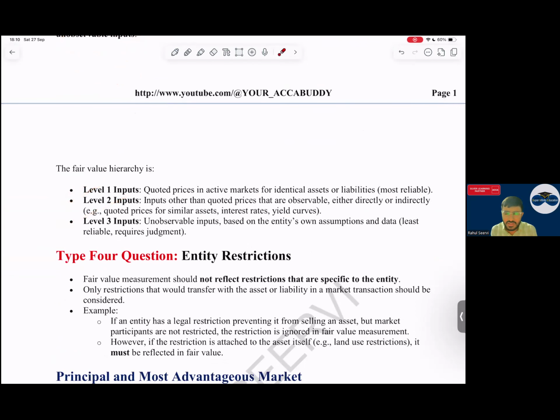No need to mention in detail. Just mention level 1 means what? Quoted price in an active market. Level 2 means what?